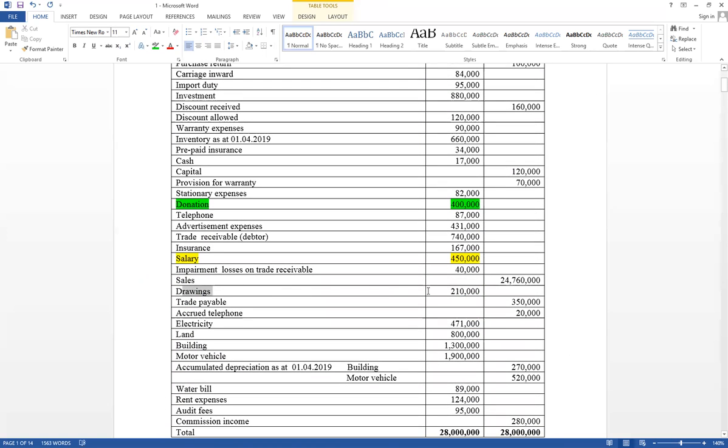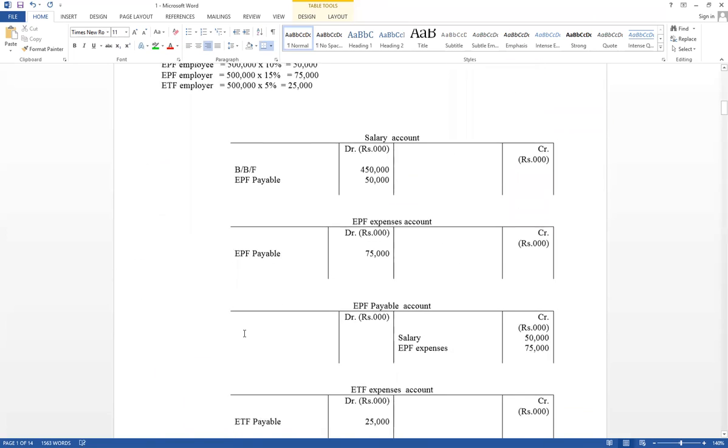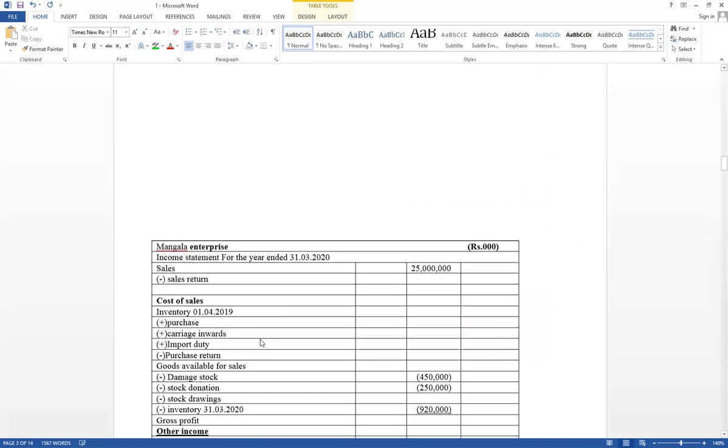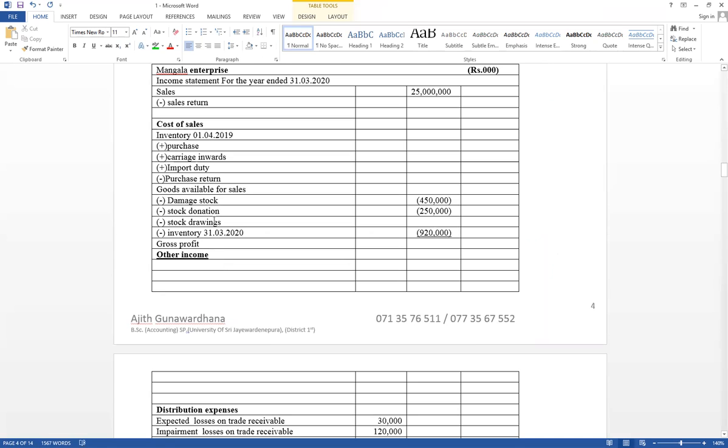Drawings value equals 210,000. Therefore, under equity the total value should be deducted. It has the trial balance value plus 290,000. Therefore, total drawings equal 500,000. This is the value that should be deducted under equity, but only 290,000 should be deducted under cost of sales calculation. That value is included under additional information as stock drawings.